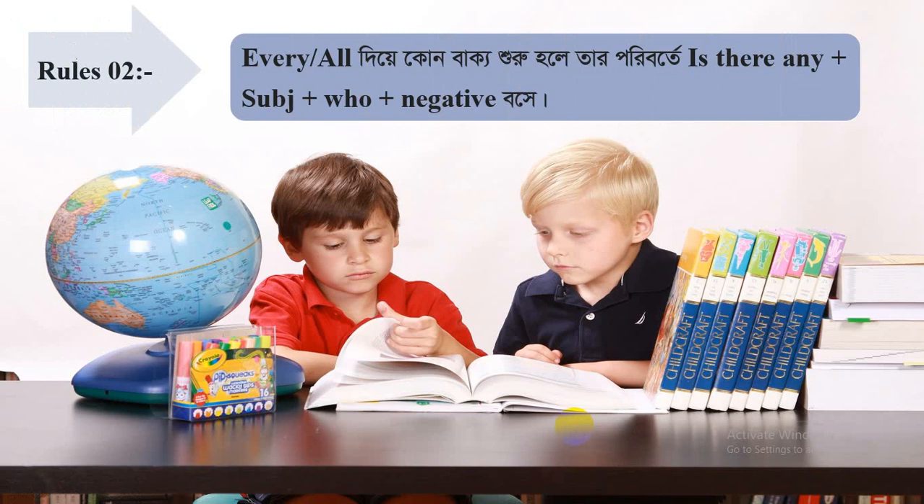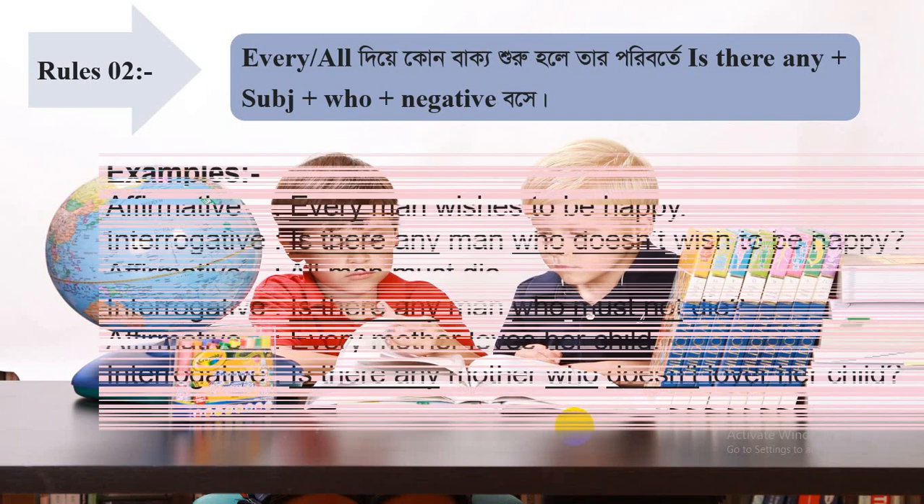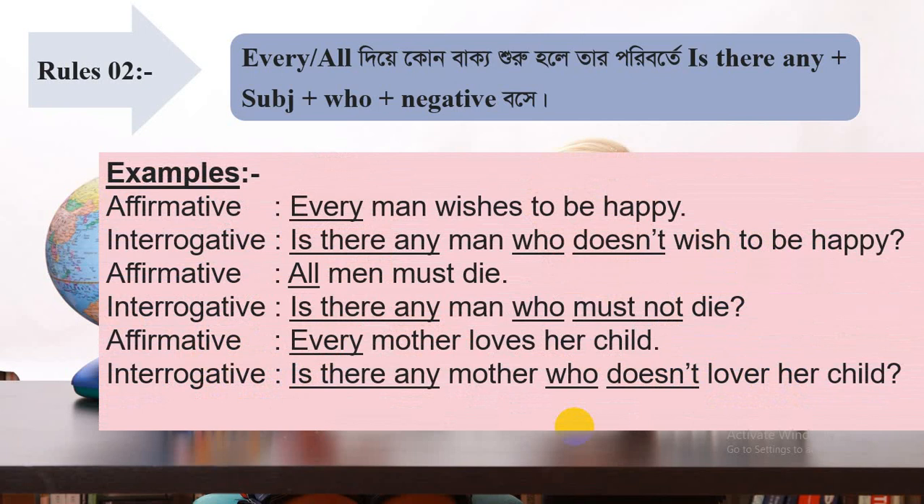So the rule is very easy. If there is every or all in the beginning of a sentence, in the place of them we have to use is there any plus subject plus who plus negative. So here goes some examples so that you can understand very easily from the rules.